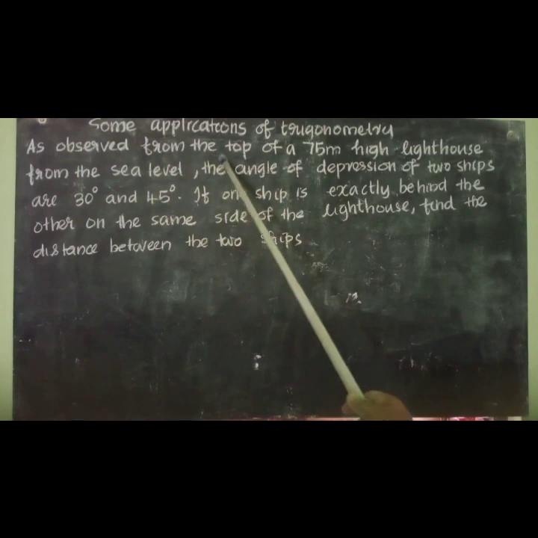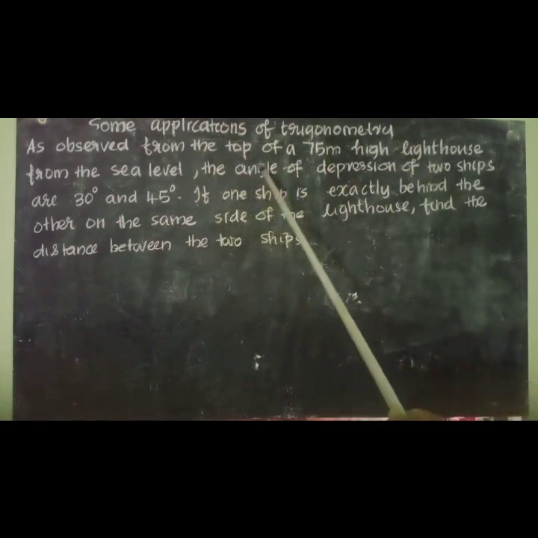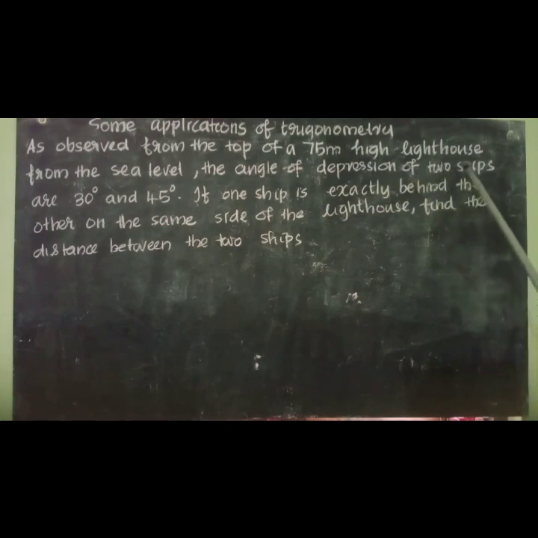As observed from the top of a 75-meter high lighthouse from the sea level, the angle of depression of two ships are 30 degree and 45 degree. If one ship is exactly behind the other on the same side of the lighthouse, find the distance between the two ships. So, let us draw the figure based on this information.